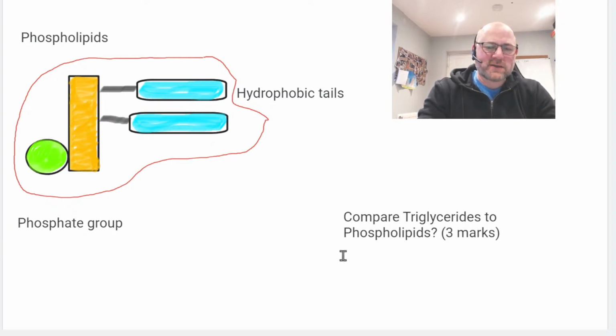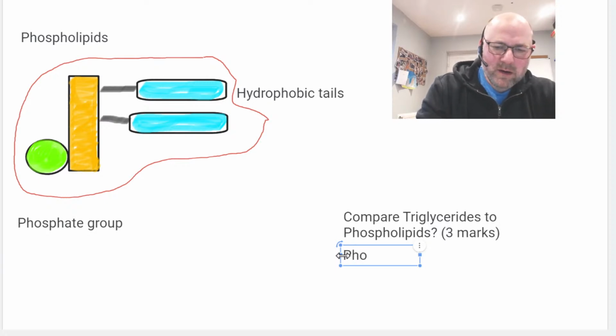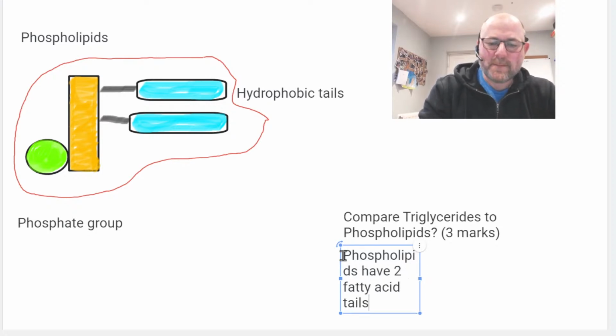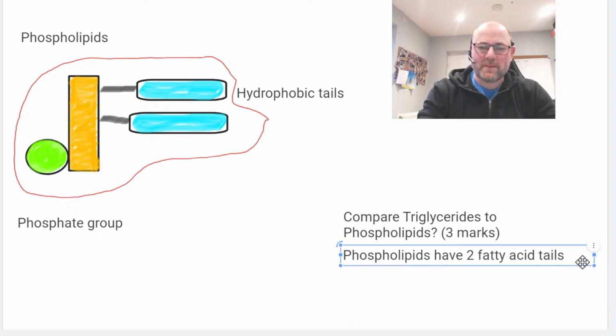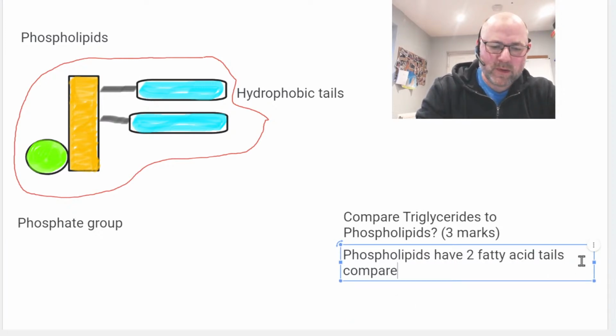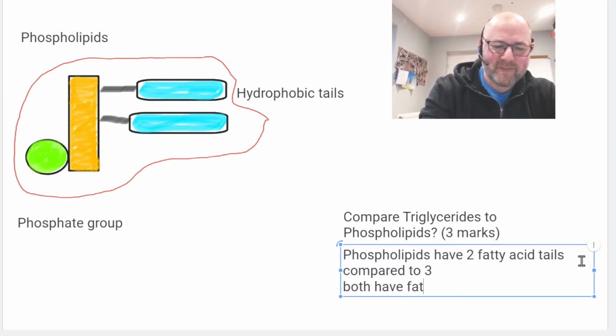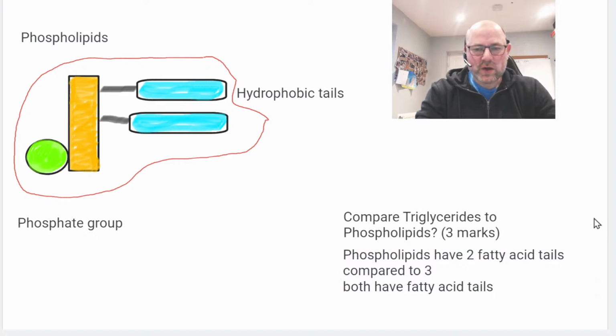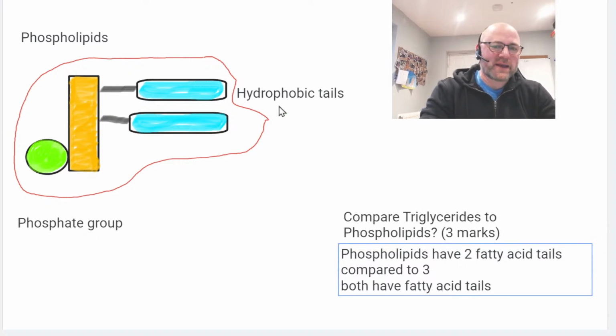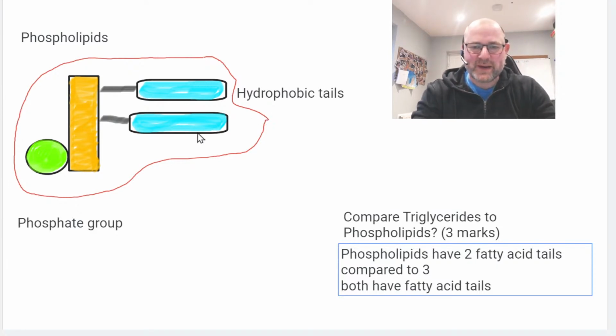So you can often be asked to compare them. Phospholipids have 2 fatty acid tails compared to 3. But we can also say that both have fatty acid tails. Great, yeah. So the hydrophobic tails are on both. They're always hydrophobic. I'll explain that. That's a good point. Thanks for that.